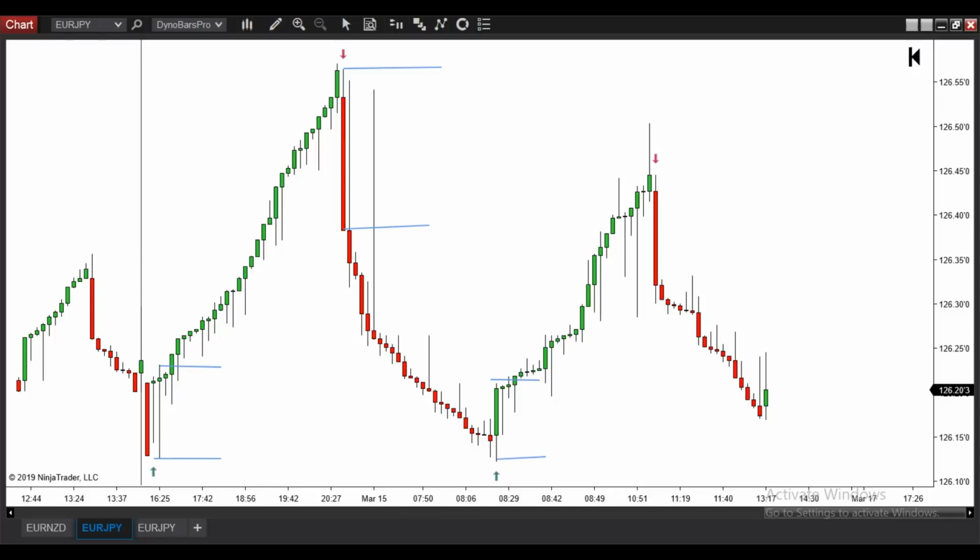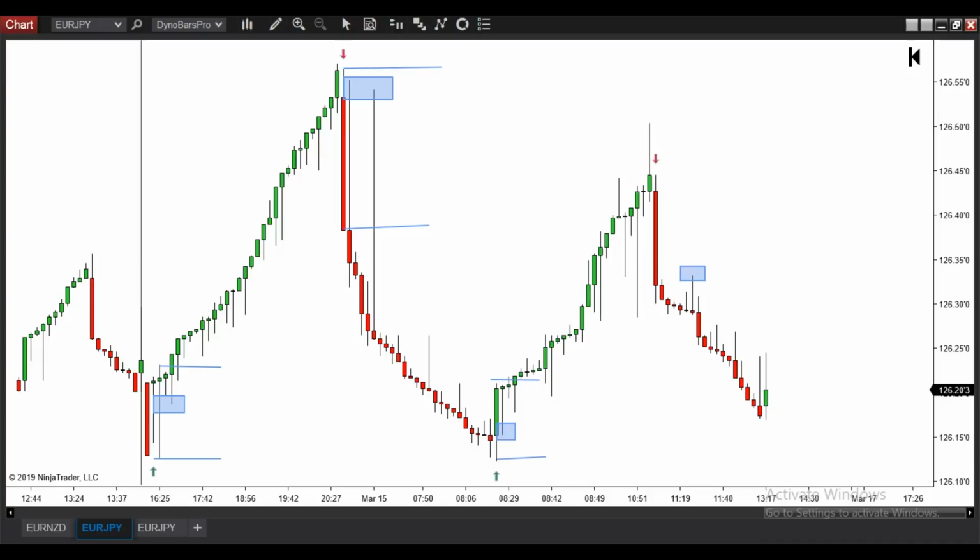Right? So here was a nice retracement zone. Here was a nice retracement zone, and here was a nice retracement zone right there. And I guess even to an extent here was a pretty nice retracement zone too.